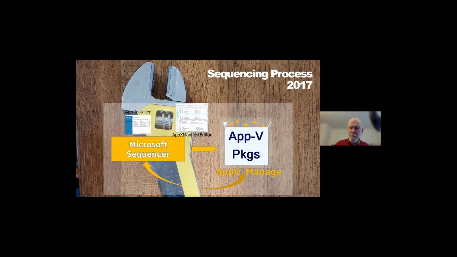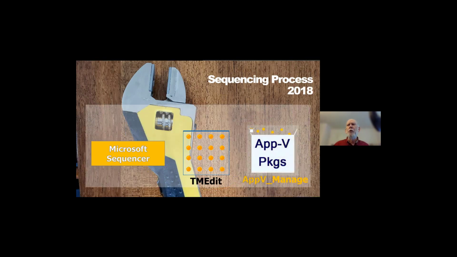In 2018, I also created a new tool which provided a new way to do this process. Now, this is an optional thing. This is the first time that you might have to pay for something to be able to do this, because TM-Edit is not a free community tool. It is a licensed one. But in this case, you'd let the sequencer do the capture and all of the things that it does, but we would then go to TM-Edit, which is an external AppV package editor.